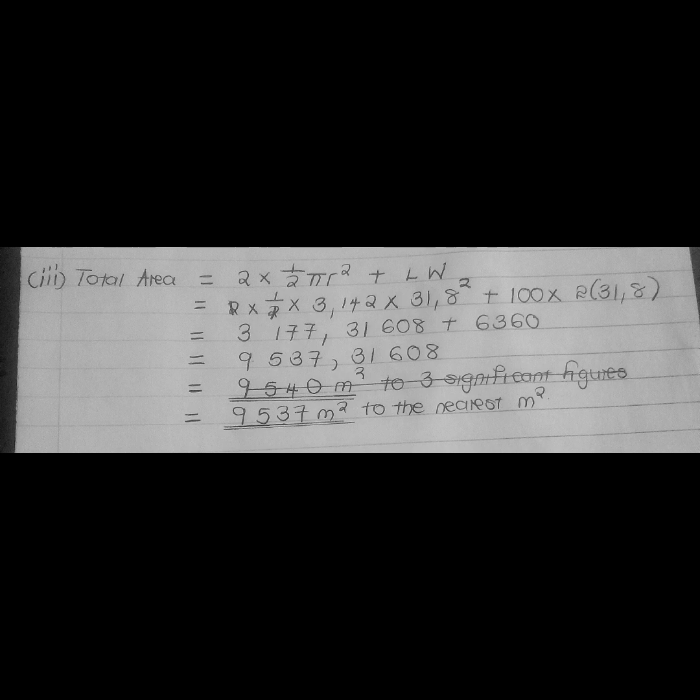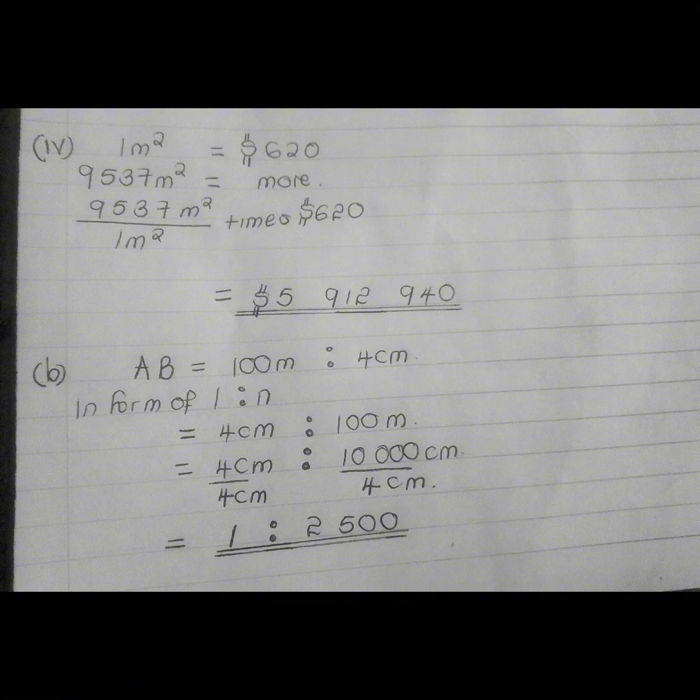And then finally on part 4, it is saying the cost of covering the whole athletics field with grass, if it costs 620 per square meter. So here we apply proportion. If 1 square meter is equal to $620, what about 9,537 square meters?